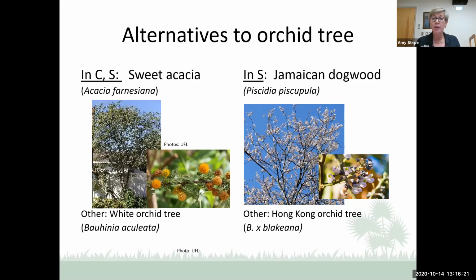Now, another non-native species for South Florida would be the Hong Kong orchid tree, which is Bauhinia x blakeiana. In fact, both of those alternative Bauhinias down there will do fine in Central and South Florida.